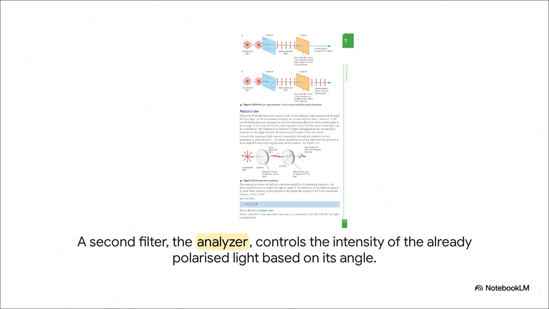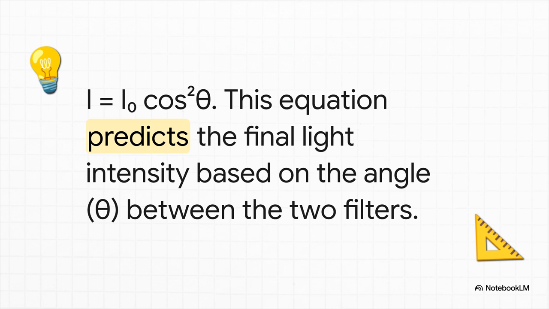Then it hits the second filter, which we call an analyzer. And here's the absolute key to everything: the angle between those two filters. That angle is going to decide exactly what happens next. And it all comes down to this one elegant little equation. This is called Malus's law.